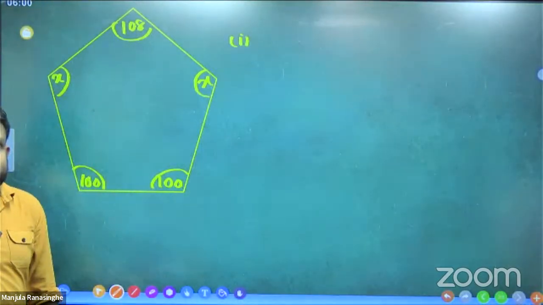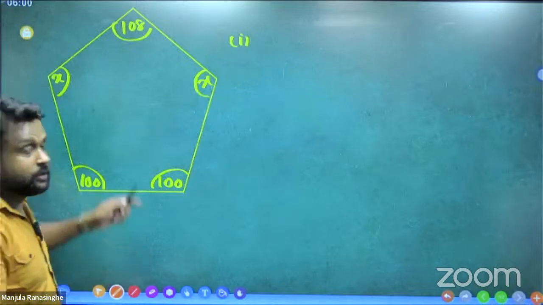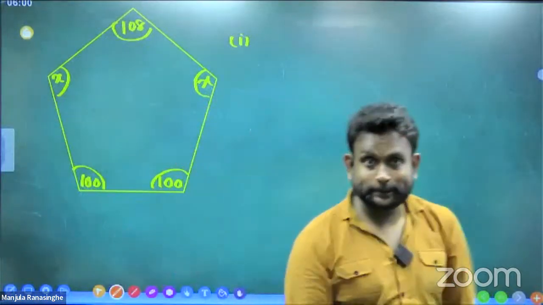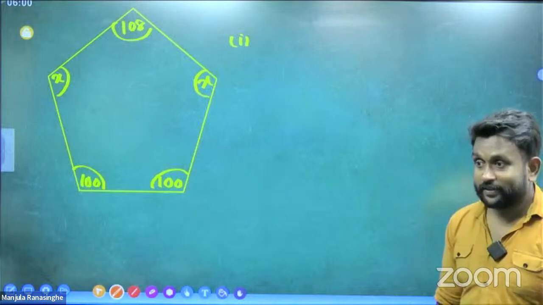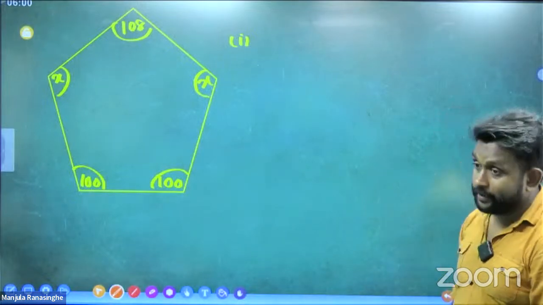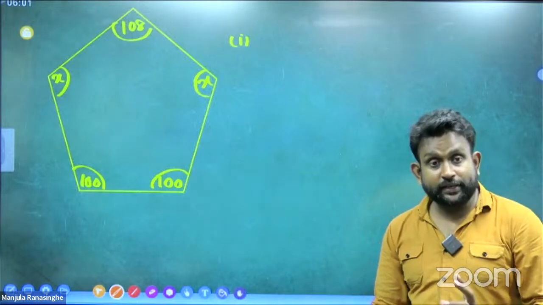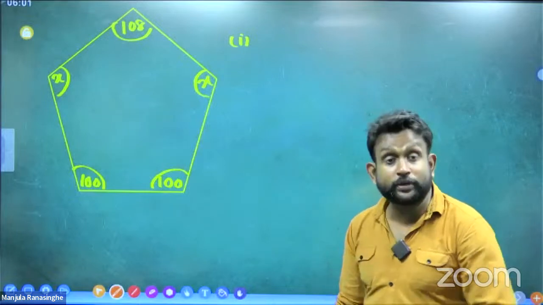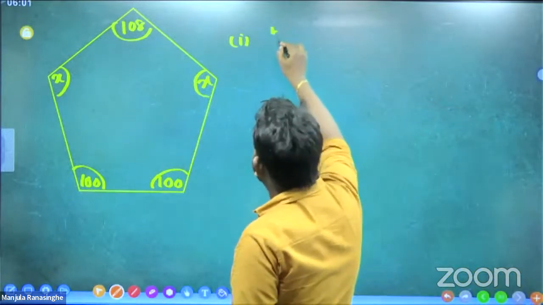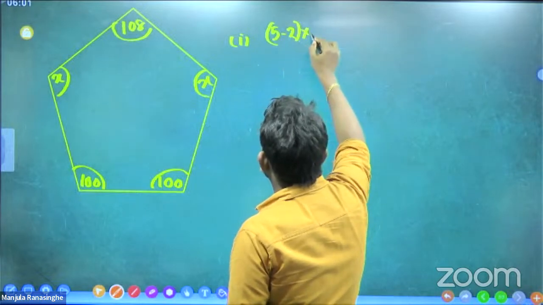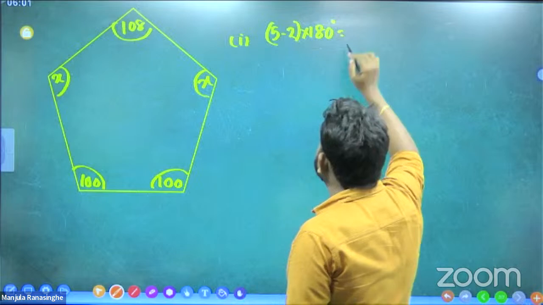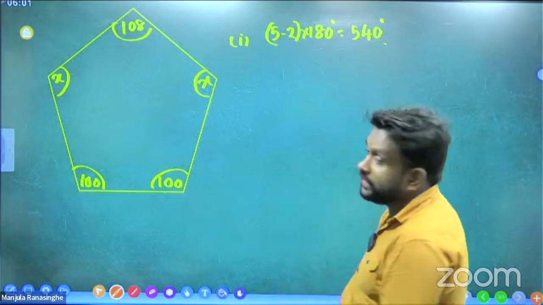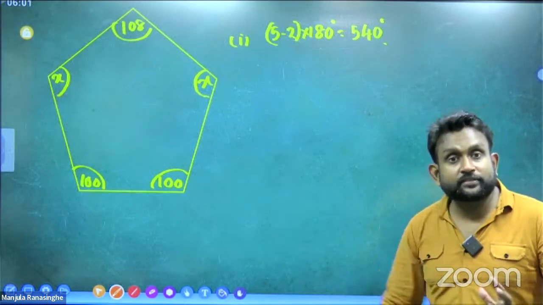So now you know the interior angle sum. What is the interior angle sum of a pentagon? If there are 5 sides, how do we find it? There is a formula: number of sides minus 2, into 180. So here we have 5 minus 2 into 180. That means 3 into 180, which gives you 540 degrees. That is the interior angle sum.